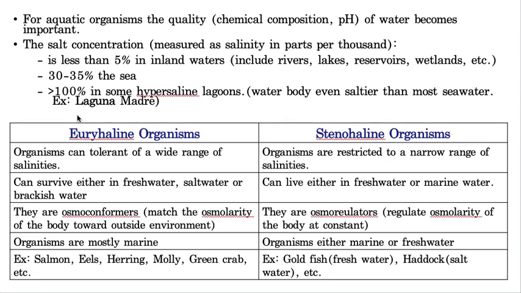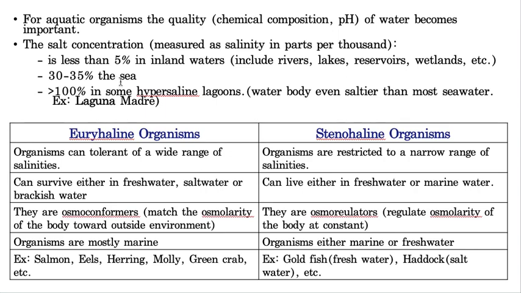For aquatic organisms, the quality of the water is very important. Quality of the water includes chemical composition and also pH. The salt concentration present in the water is measured in parts per thousand. It is less than 5 in inland waters. That means any fresh water, whether river water, water from lakes, or from reservoirs, has salinity, that means salt concentration, less than 5. That's why we can drink that water.